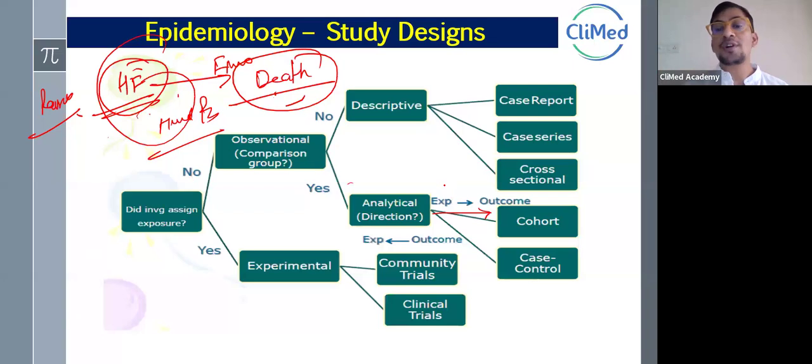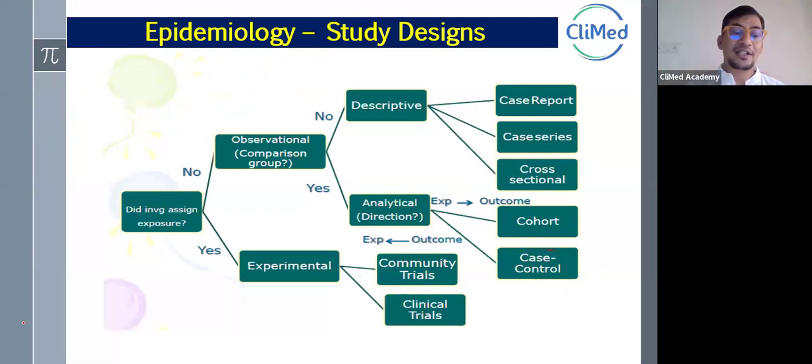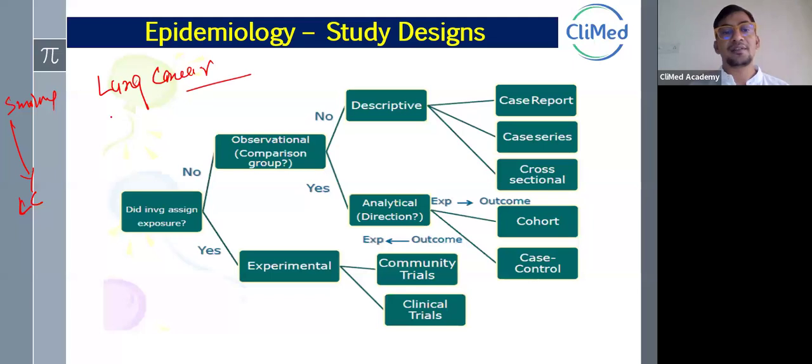So that is the forward direction. Then if you want to go in the backward direction, that kind of study is called a case control study. Now what is the backward direction? As I gave you the example of smoking and then lung cancer, if you have a population with lung cancer and you do not know why the lung cancer has happened, you know the outcome, but you don't know the exposure.